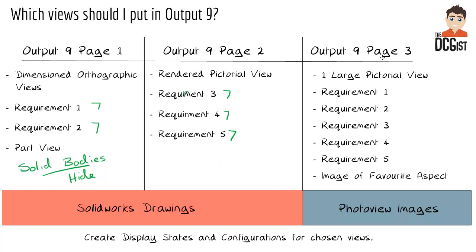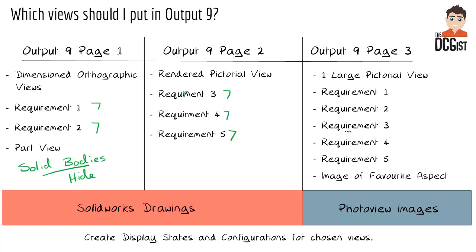In output 9 then, page 3, what we're going to have is photo view images. Okay, and this is very similar to output 6, in that we're going to be taking the photo view images in Photo View 360 in Solidworks and then putting them onto our page. What you need to have for this is one large pictorial view, okay, in exactly the same way as you had in output 6. And then you're going to once again talk about your 5 requirements.